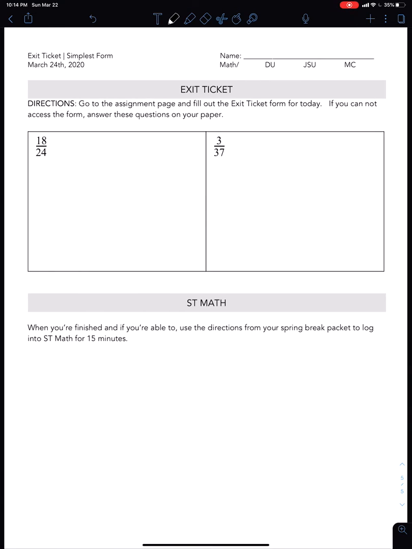For the exit ticket, you're going to go into the Google Classroom app, and the exit ticket is attached to the same thing where you found this, and you're just going to answer the questions and press submit.